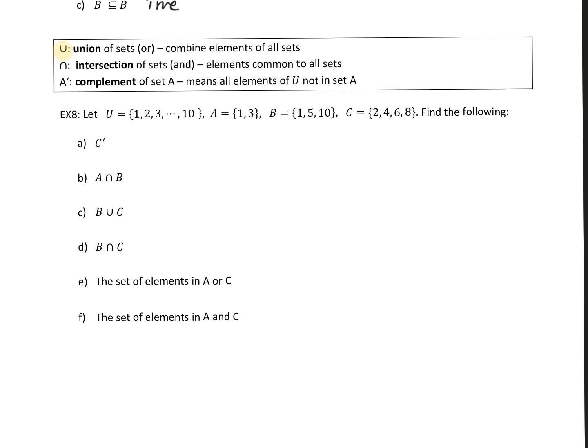Alrighty, so let's see. U, that looks an awful lot like the U used for union. That's an easy way to remember it. U is also known as OR. It's combining all the elements of all sets. Intersection. Think of a staple. You're intersecting the sets, and it's just the common items in all the sets.